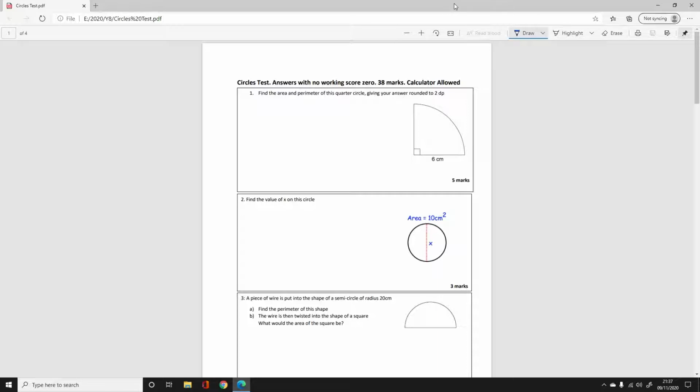Let's see. So our first question, we've got to find the area and perimeter of a quarter circle. Now, in general, if we want to find the area of one of these things, then it's going to be the fraction, so in this case that's a quarter, times the general area of a circle, so pi r squared. In this question, the radius is 6, so we're going to use that as our radius. We need to do a quarter times pi times 6 squared.